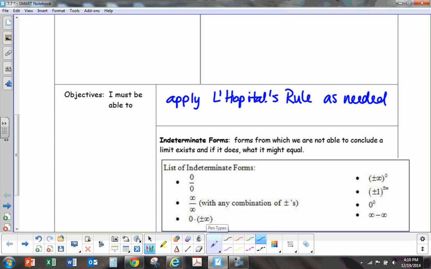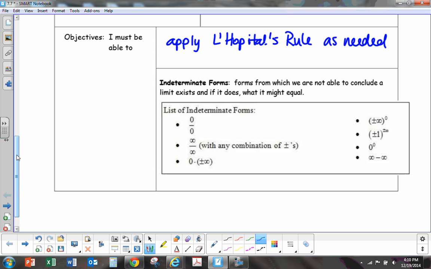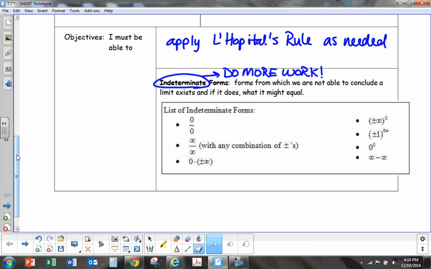It only applies in certain circumstances. You'll have to verify that you're in one of those circumstances and remember when it applies and when it doesn't. So a refresher on indeterminate forms. An indeterminate form means you cannot decide an answer at that stage. It means do more work. We've seen these throughout the class, but it's kind of nice to have them all in one spot.